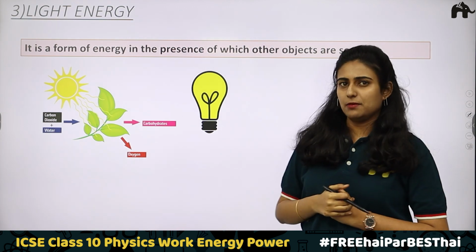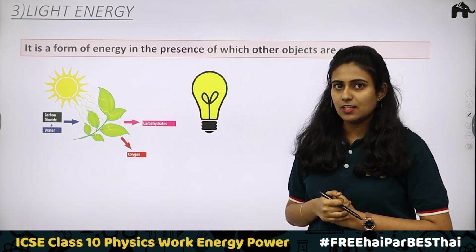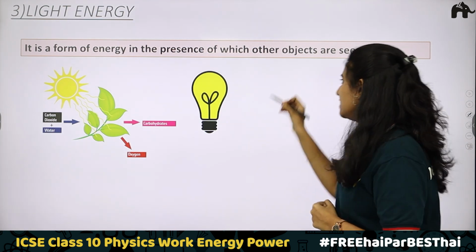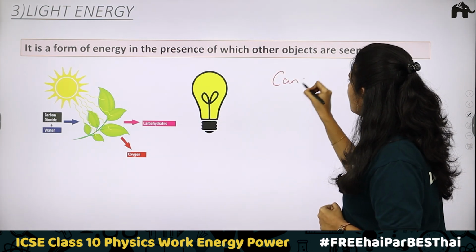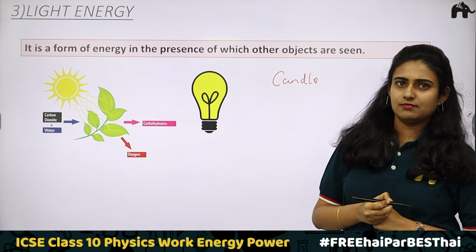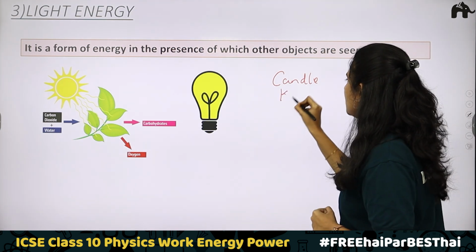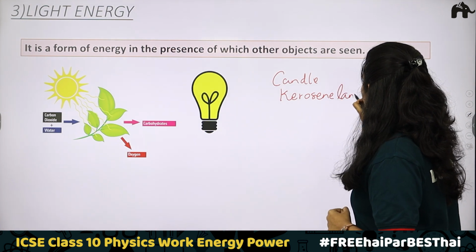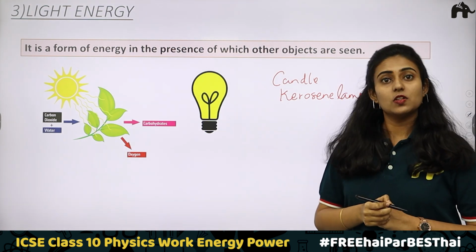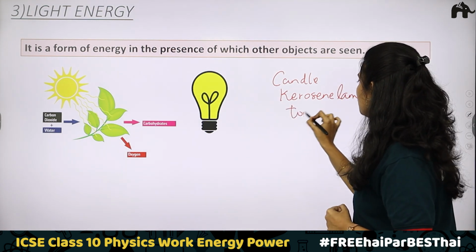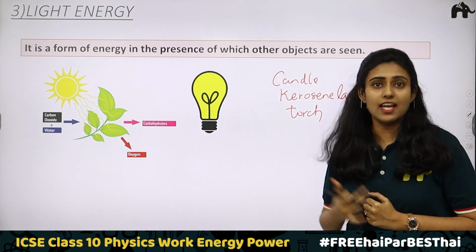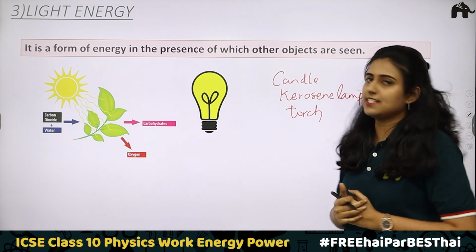Then the electric bulb. In an electric bulb there is light energy. It is a source of light energy. Anything else? A candle. Then a kerosene lamp is an example. Next, a torch is an example. So these are examples where you get light energy. These are sources of light energy.